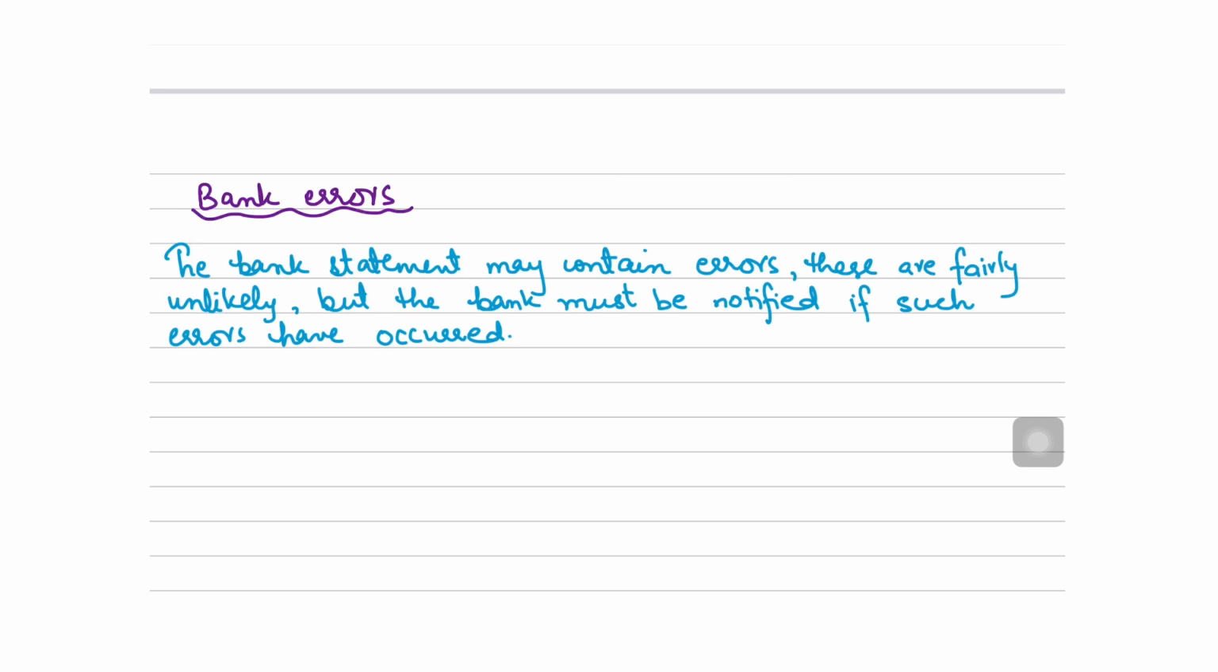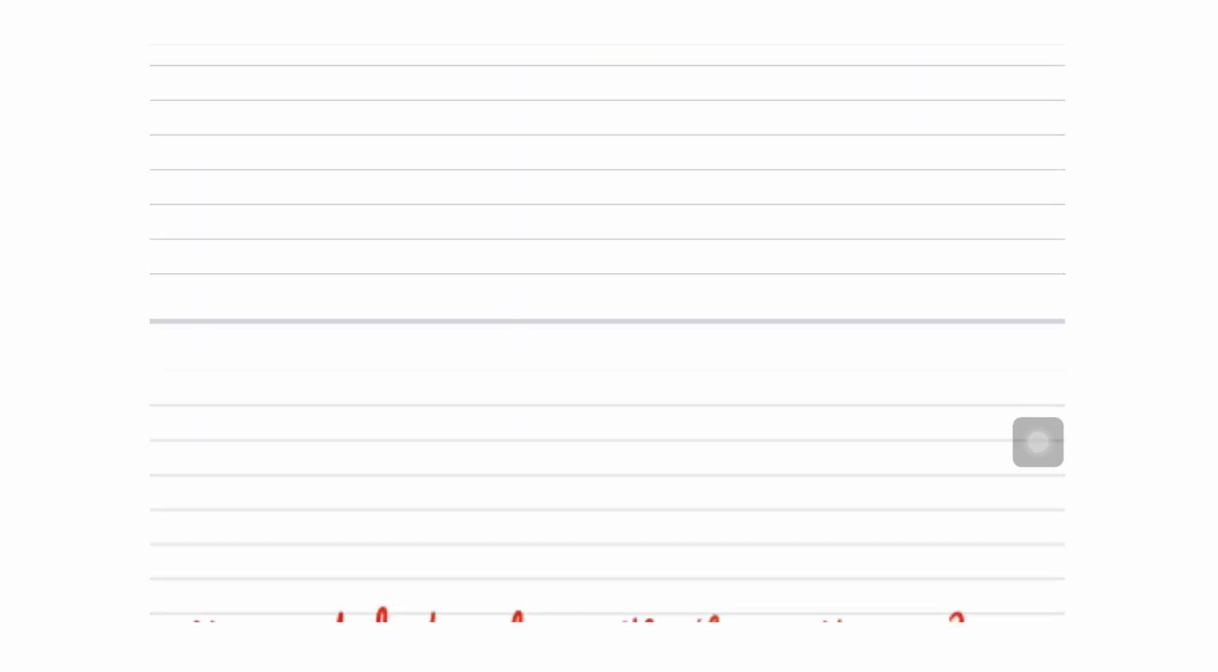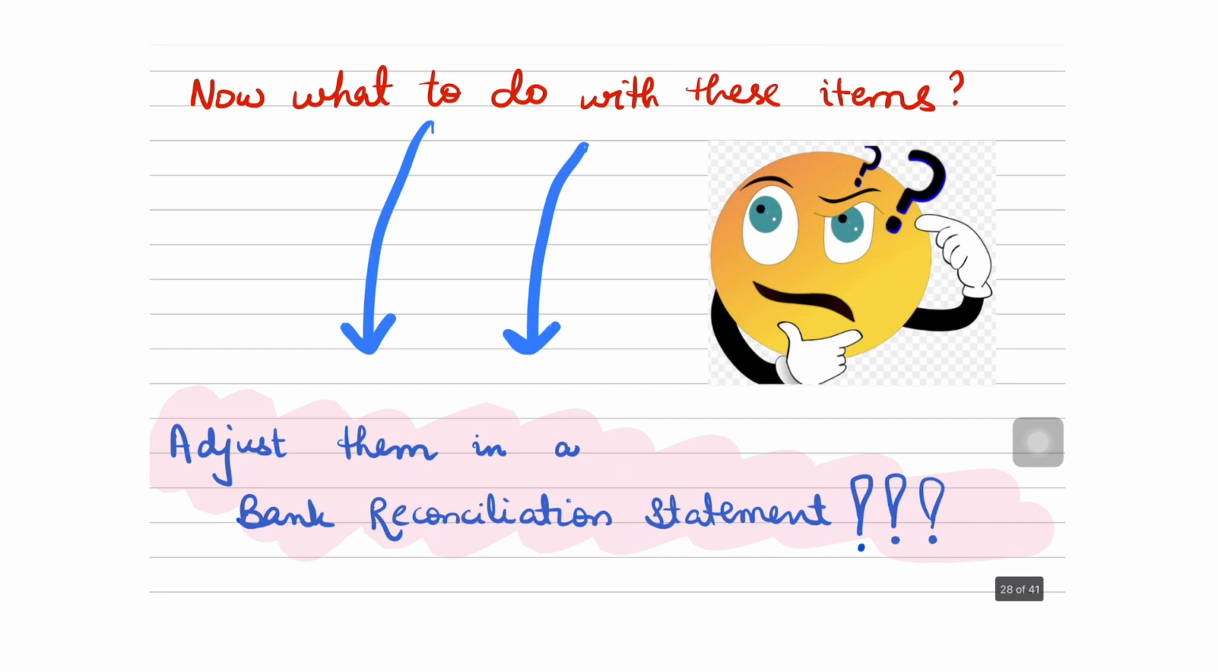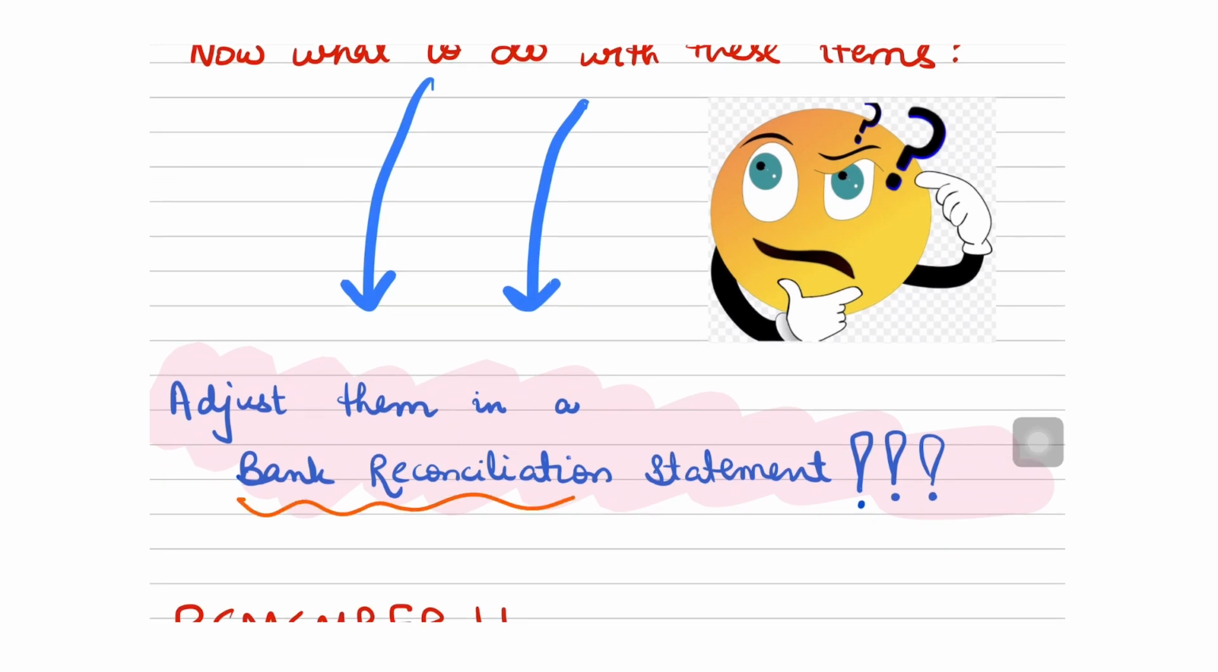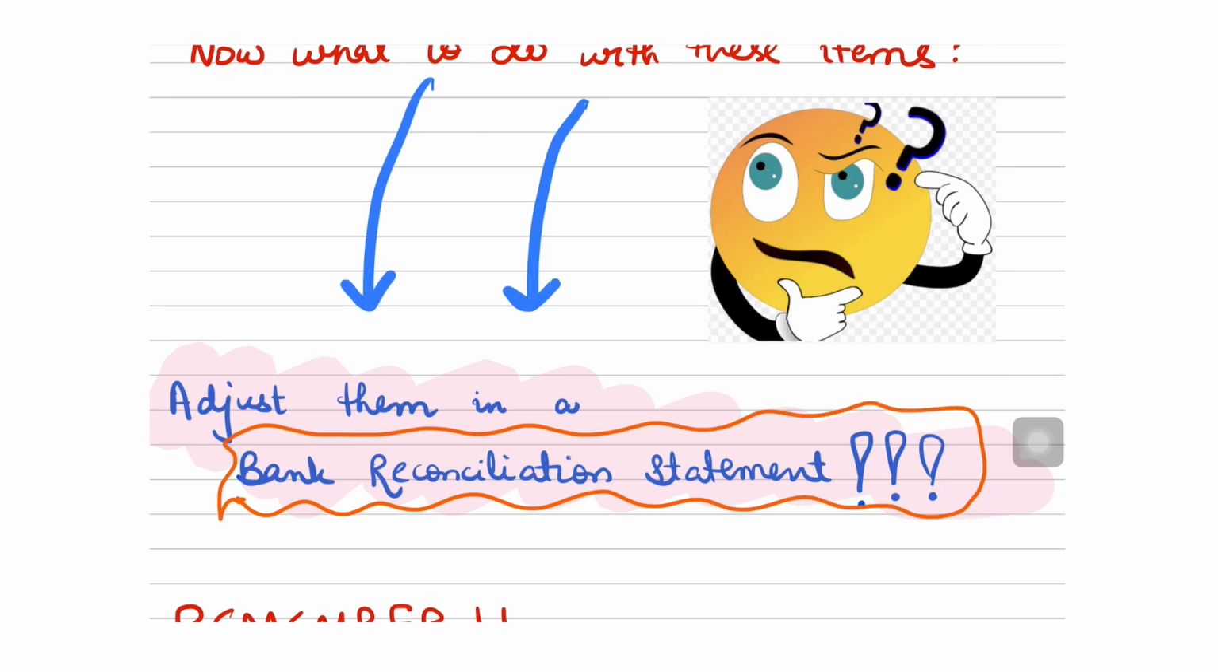So if there are any errors which we can identify from the bank statement, they will also require correction in the bank reconciliation statement. And the business should inform its bank about this as well. Right? Now, what do we do with these items, with these entries? Unpresented checks and uncredited deposits. They are adjusted in a statement called the bank reconciliation statement.